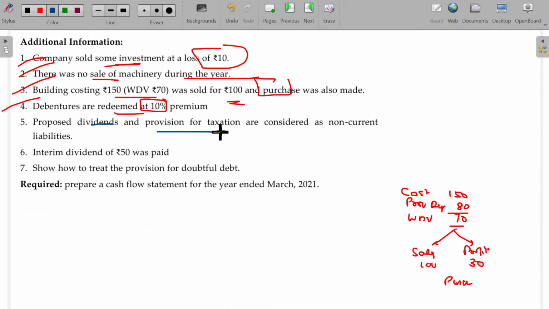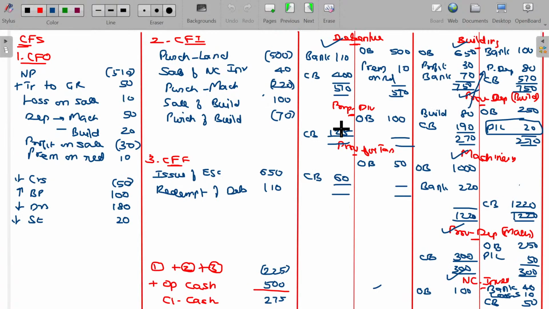Proposed dividend and provision for taxation are considered as non-current liabilities. If it is being current liabilities, the difference is directly posted here. If you are preparing separately, then it is called non-current. If nothing is stated, opening may be paid, closing created in this year.